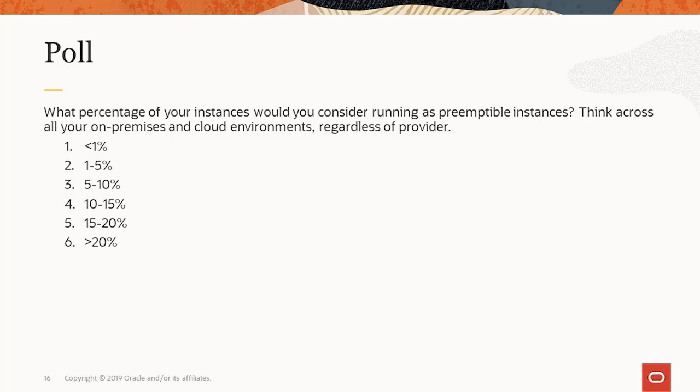Do a quick time check. Let's take a look at another poll. Now that you have a little bit more understanding of what the experience is, a little more understanding of what it means to think about running interruptible workloads on preemptible instances. Think again about all of the different instances you run in your on-premises environments, in your cloud environments, regardless of provider. Please answer this question as to what percentage you would consider running as preemptible instances.